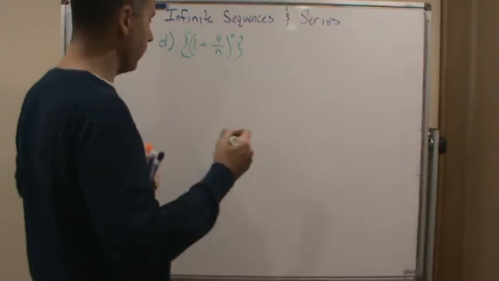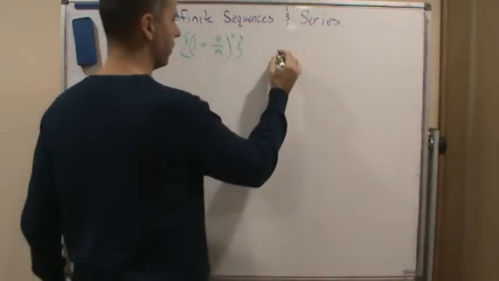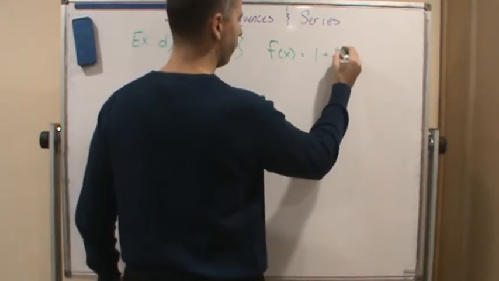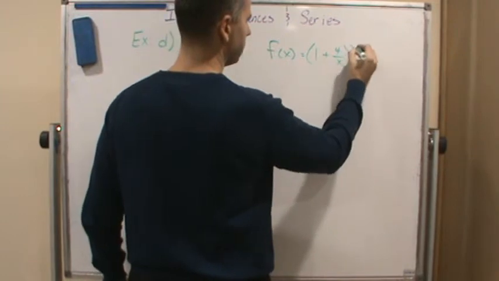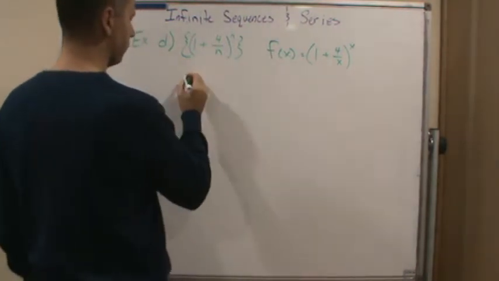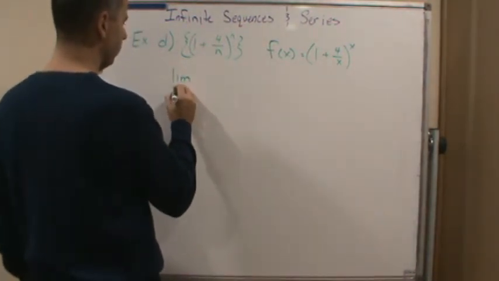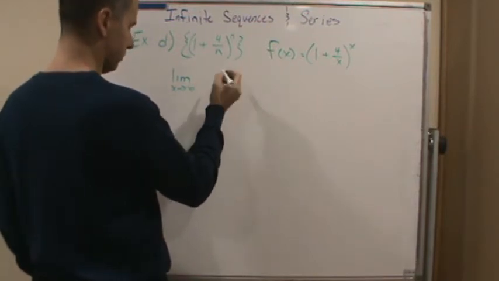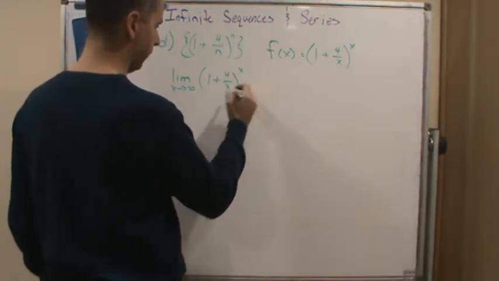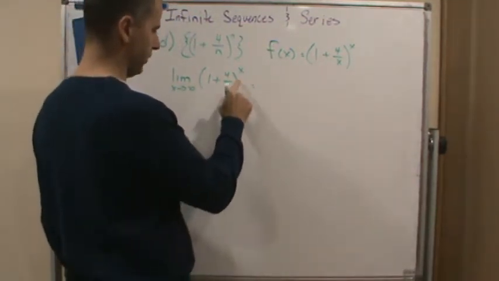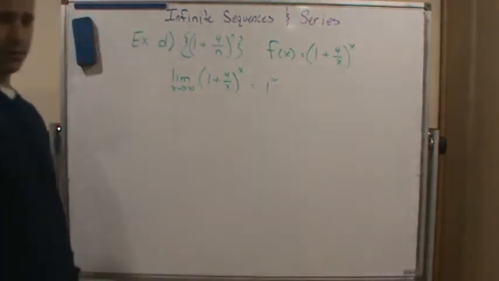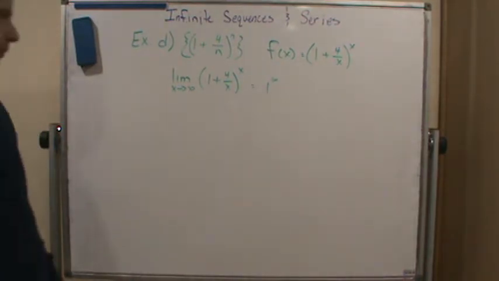So let's see what happens. In this one, just like in the last one, we're going to look at a function. So let's look at the function f of x equal to (1 plus 4 over x) to the x power. And let's take the limit of this. If we look at the limit as x approaches infinity of (1 plus 4 over x) to the x power, what does this give us? Well, this is going to go to 1, and this is going to infinity. So 1 to the infinity is an indeterminate form.